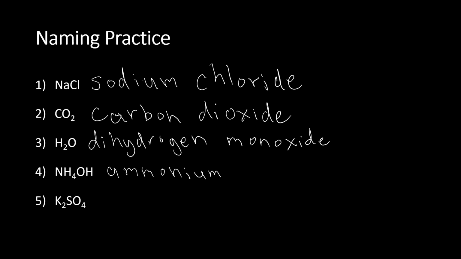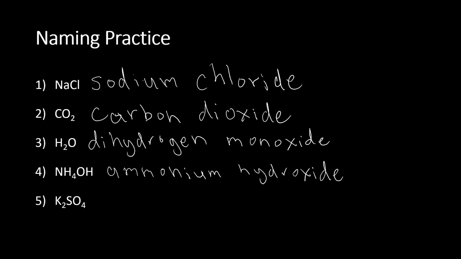And OH is hydroxide. If it had just been the O, it would have been oxide, and if it had just been the H, it would have been hydride. But when you have the OH combination, that is hydroxide. So again, if you see more than 2 capital letters, you know you need to look at your polyatomic ions list. This last one up here, number 5, is K2SO4.